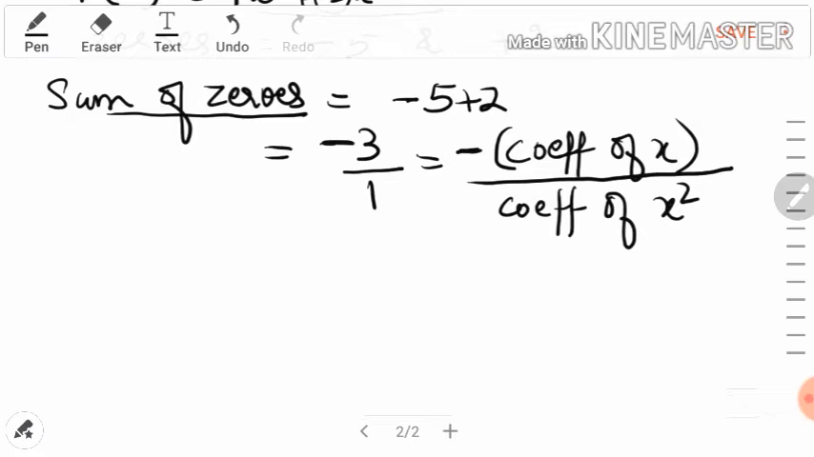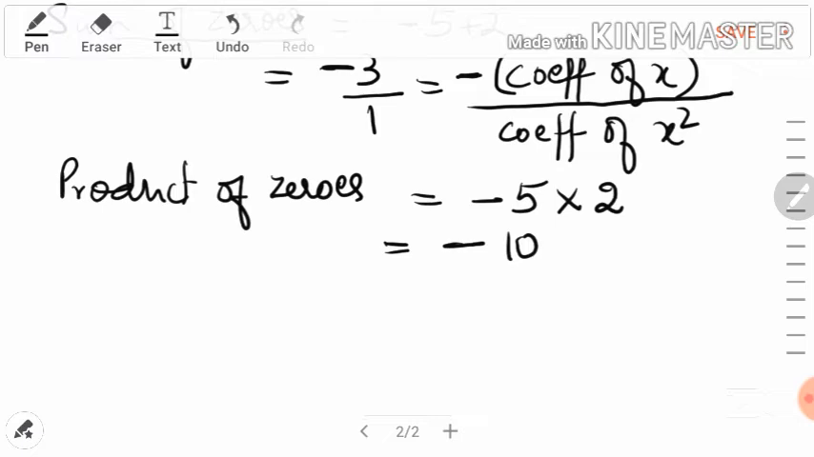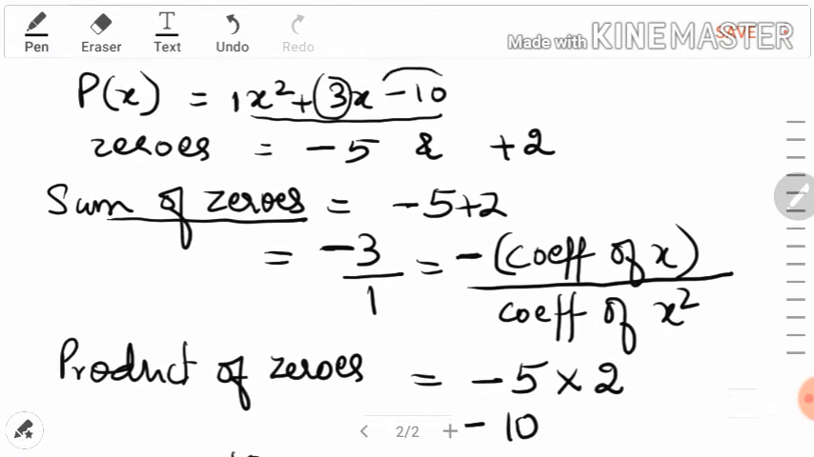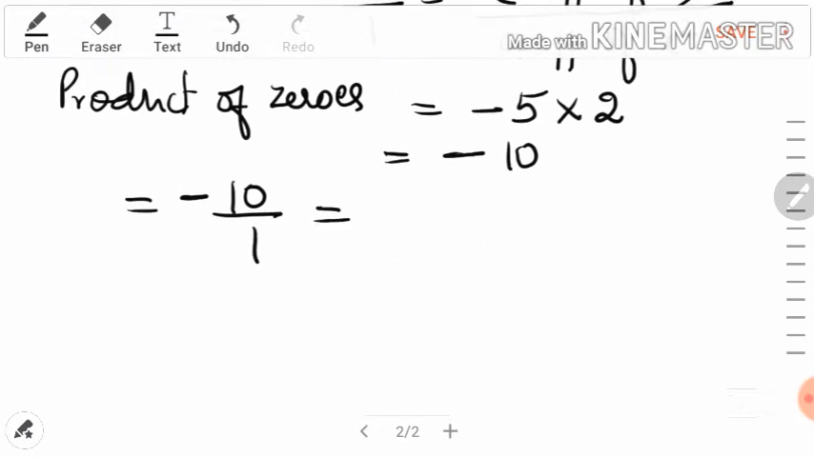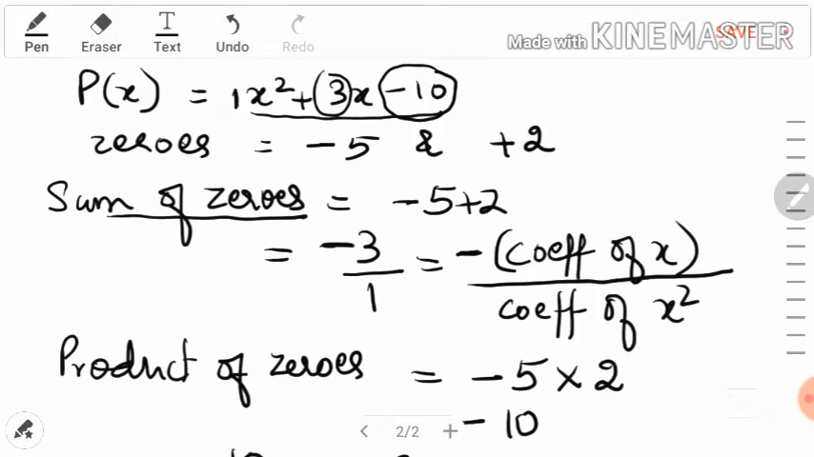Similarly, let's find the product of the zeros, which is minus 5 into 2. The product gives us minus 10. Minus 10 can be written as minus 10 upon 1. Now find this number in the polynomial. Minus 10 is the constant term. So we can write this as c upon 1, where 1 is the coefficient of x square.